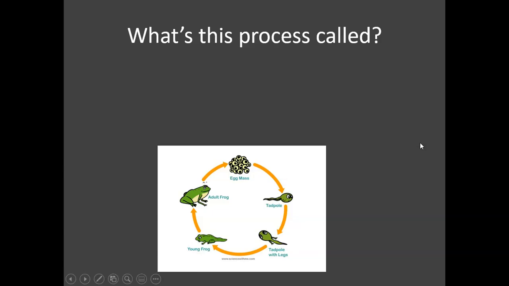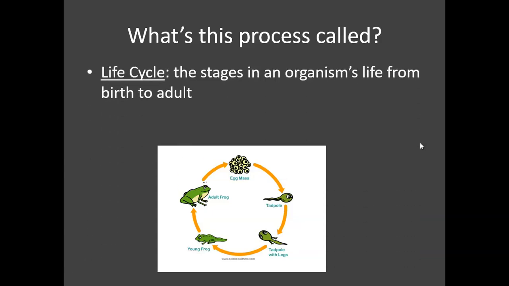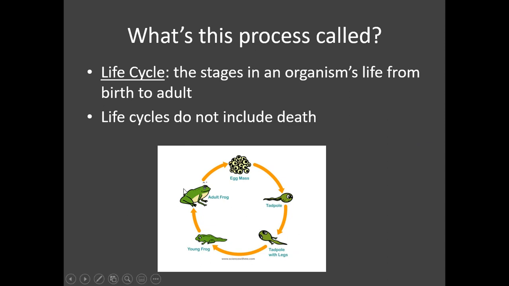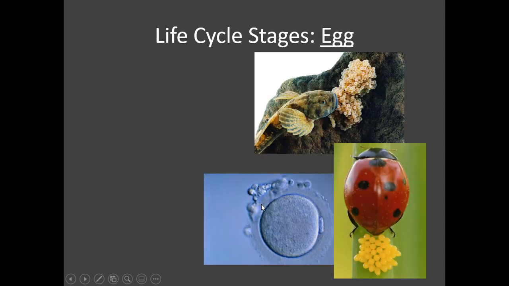Now you wonder, what is this process called? This process is called the life cycle. They are the stages in an organism's life from birth to adult. Now, keep in mind that life cycles do not include death. As we see in our diagram here, you see that it stops at the adult frog.